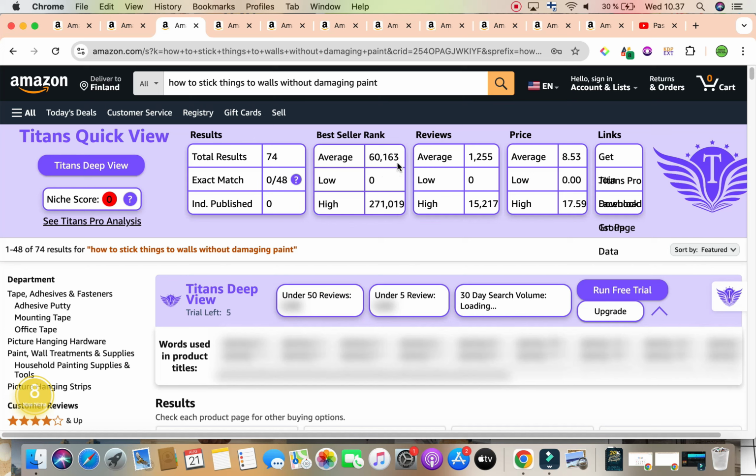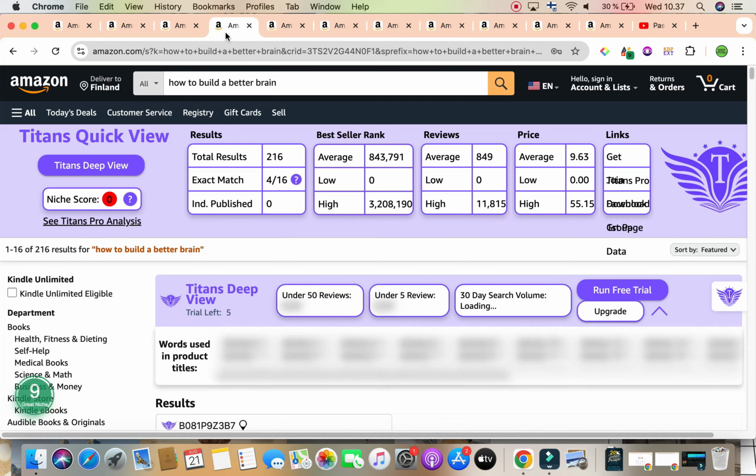Average reviews are 1,255. Average price is $8.53. We also have a really good keyword niche score by Amazon's Cat Pro, categorizing this wonderful keyword as a nice niche, giving us a number 8, which we're all happy with, and it beautifully complements the results that we have right here. And we have our final keyword for the day, which is how to build a better brain.